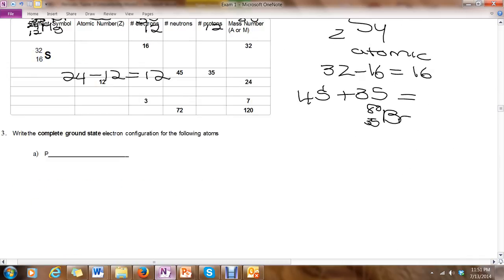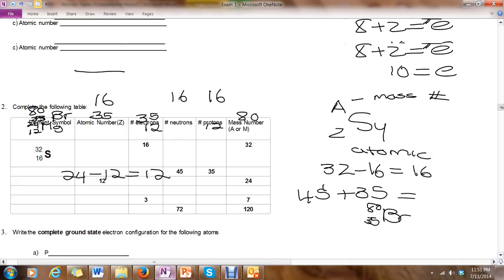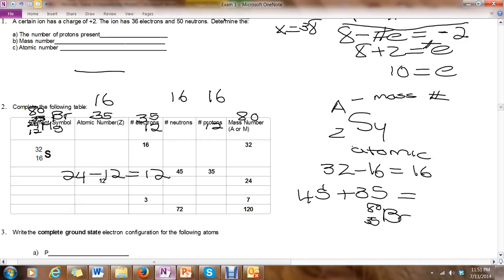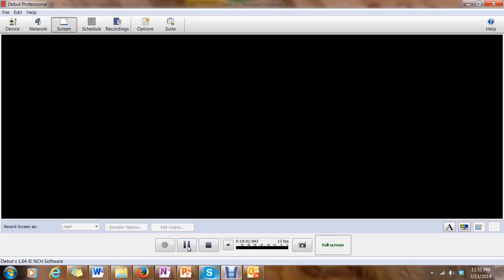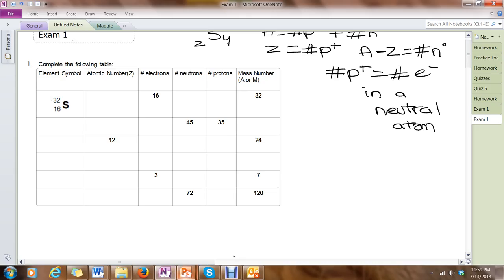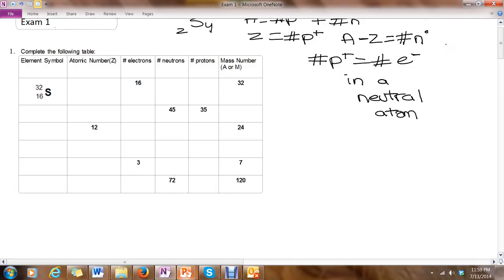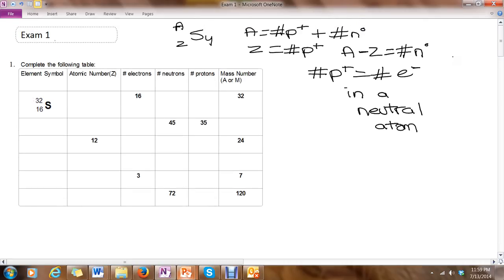You had to subtract 32 minus 16 in the other one. I can move this. This is driving me crazy. Let me stop for a second. Okay, let's start again. I wrote the formula and put it in another one. Let's see if now it works. I hope so.